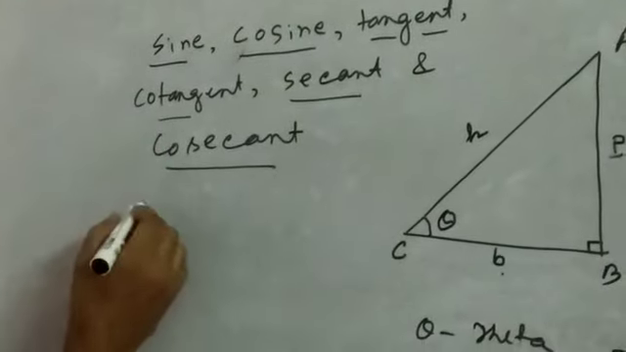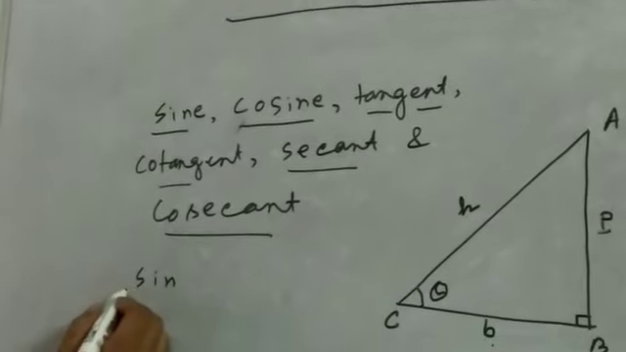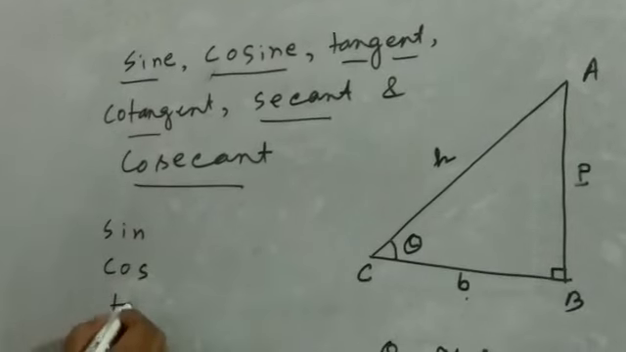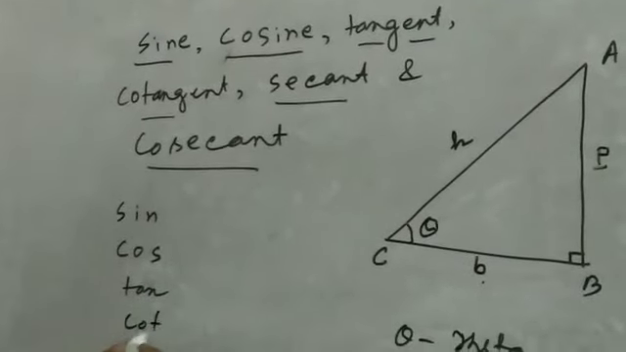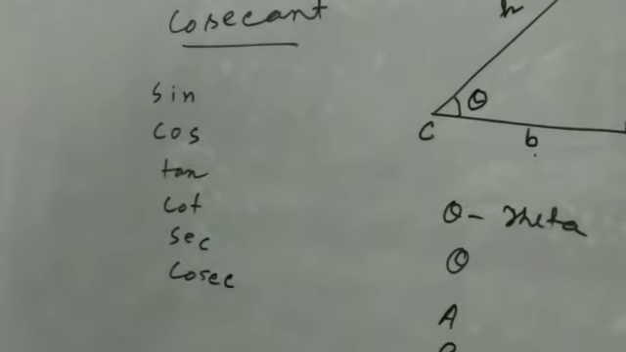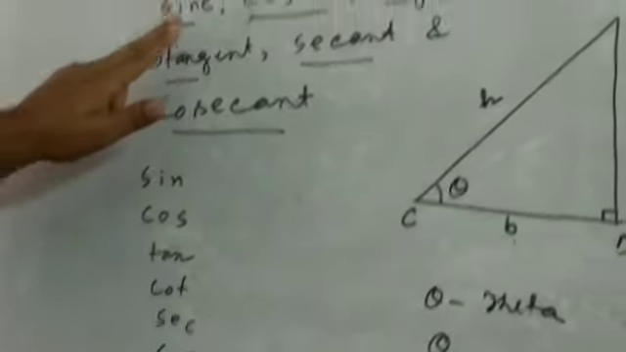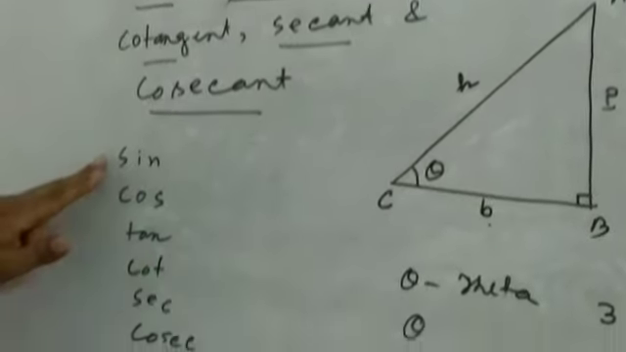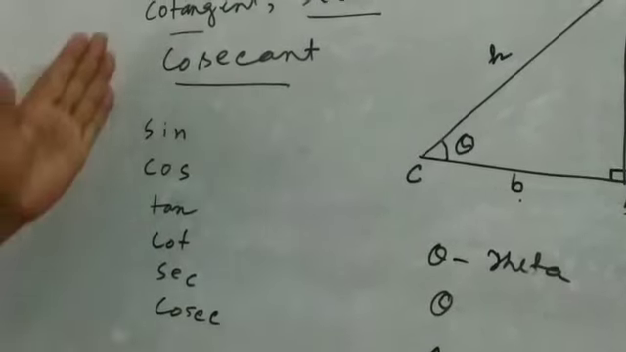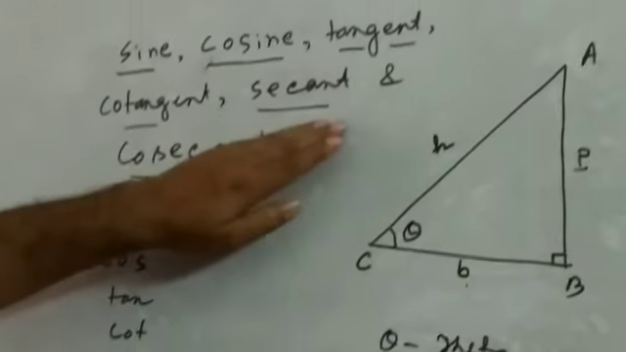The short form of the first ratio is sin. Don't read it as sin, you read it as sine. Then cos, then tan, then cot, then sec, then cosec. These are the 6 ratios, and these are the short forms of these ratios. Okay, sin, cos, tan, cot, sec and cosec.